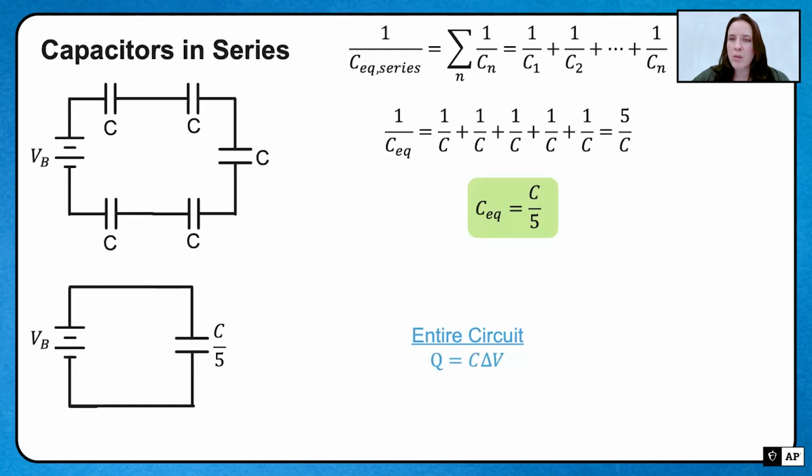So let's look at our entire circuit. The relationship we use when dealing with capacitance in a circuit is Q equals CV. I like to think of this as the capacitor version of Ohm's law, because it helps us find our charge, voltage, and capacitance instead of voltage, current, and resistance. So Q equals CV. Let's figure out how much total charge we're getting from this situation. The capacitance of this whole circuit is C over 5, and we are hooked up to a battery with a voltage of VB. So we're getting a total charge of CVB over 5.